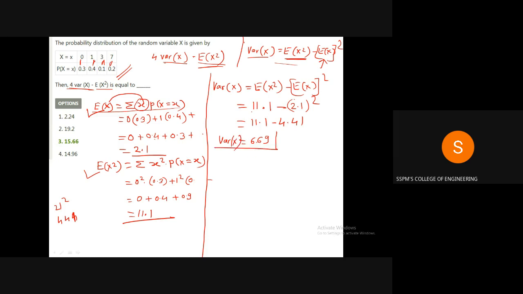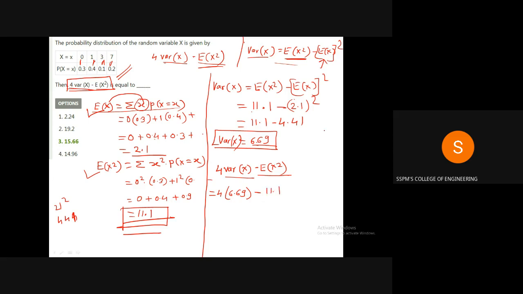So now we have variance of x as well, and we also have E of x square. So the question is, what is the value of 4 variance of x minus E of x square? Now we will put the values in this equation. So 4 into variance of x. What is variance of x? It is 6.69. 6.69 minus E of x square, which is equal to 11.1.